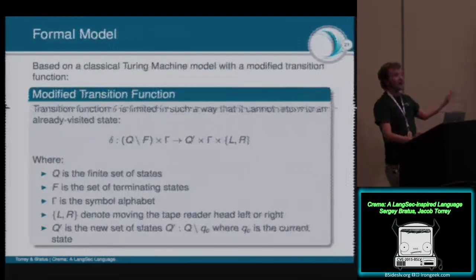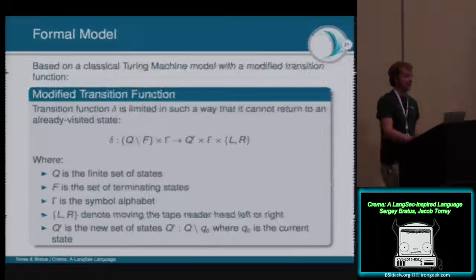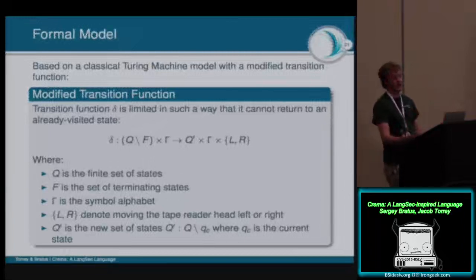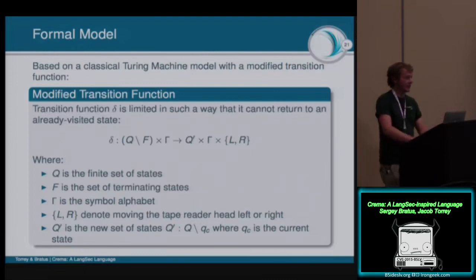So here, if any of you are theoretical geeks, basically we took the formal definition of a Turing machine and we re-implemented the transition function, which is basically the same except that it can't visit the same state again. So essentially, it's going to run out of states. It's exactly the same except that Q prime is a new set of states that has the current state removed from it, so it can't loop back to itself. So it's the same Turing machine model.